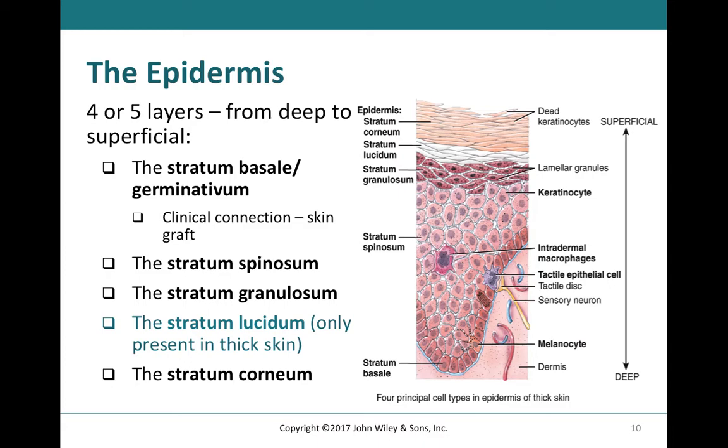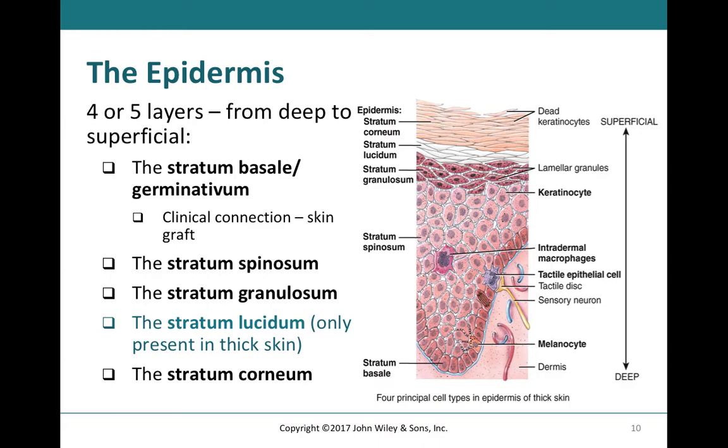The stratum basale is going to be the deepest layer of the epidermis, and it actually contains some stem cells that are capable of undergoing cell division to form new cells. So that's why it's sometimes called the stratum germinativum, because it is going to actually germinate or create new cells. This is where you'll find keratinocytes in this layer, the stratum basale.